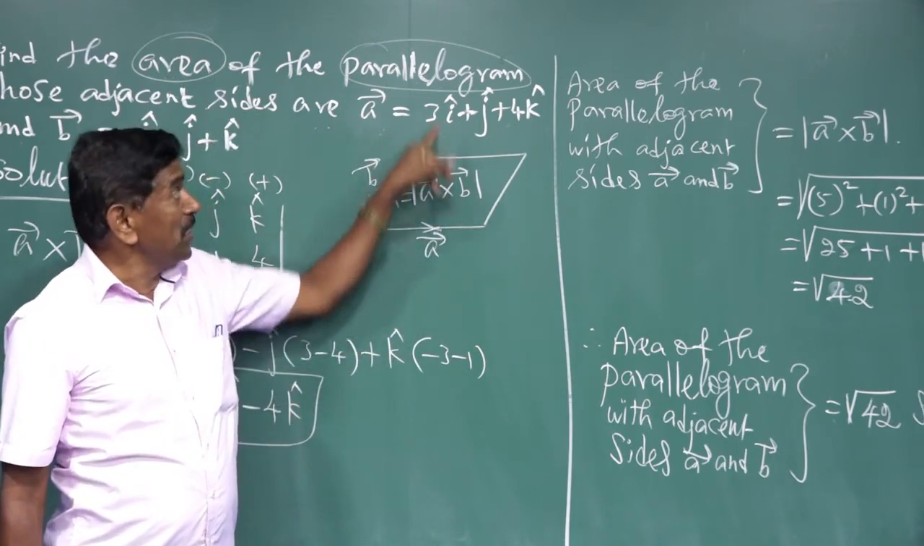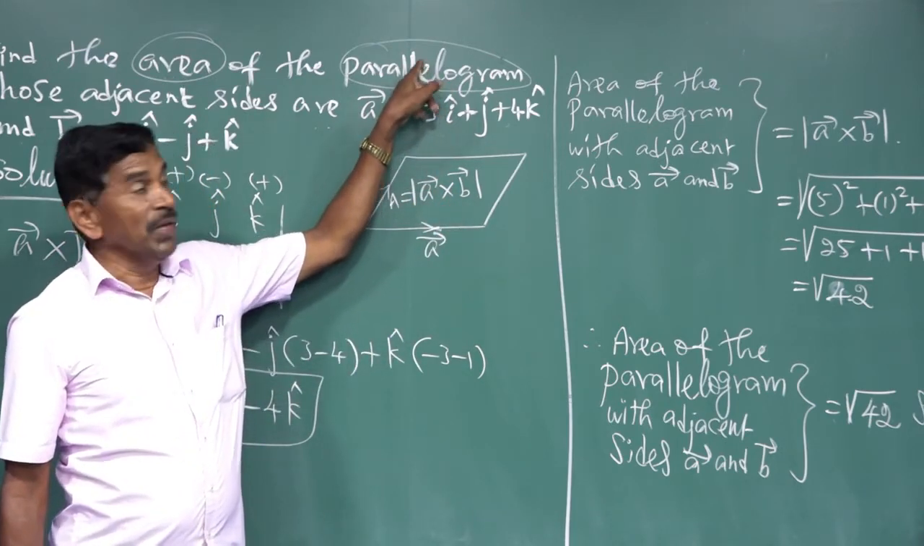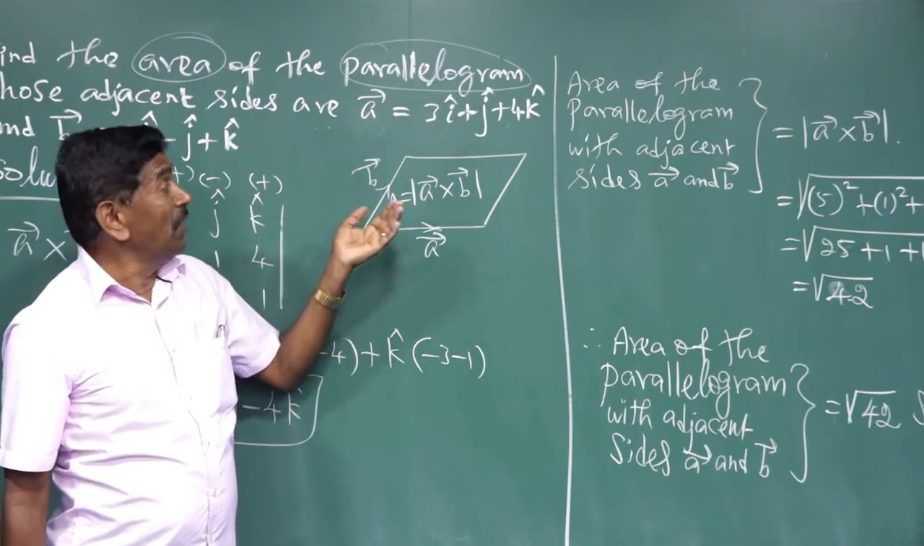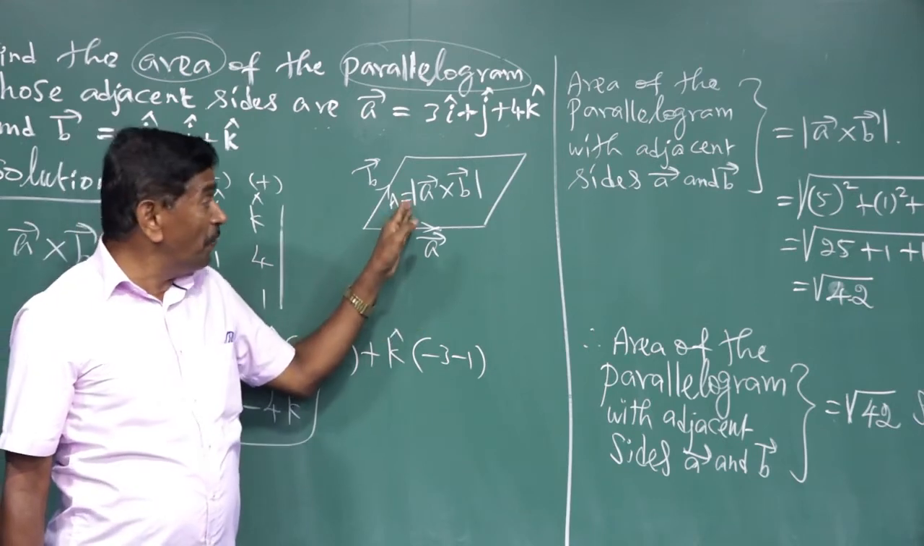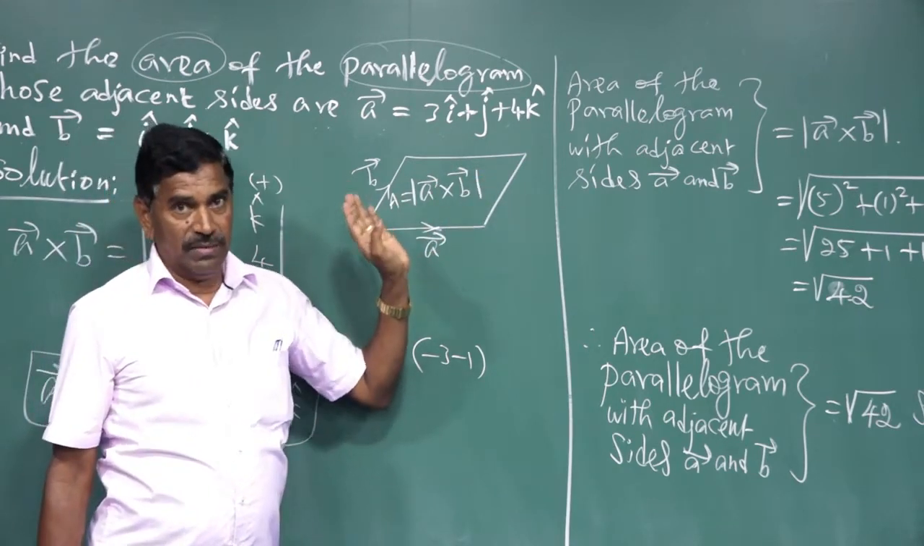Suppose same question but a triangle. Area of the triangle with adjacent sides A vector and B vector is given by the formula half into modulus A vector cross B vector.